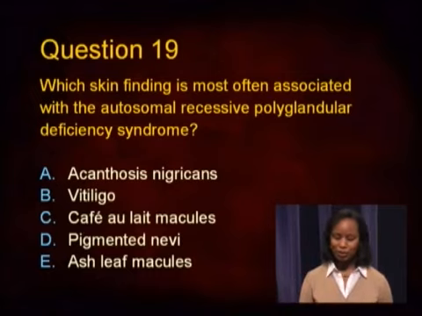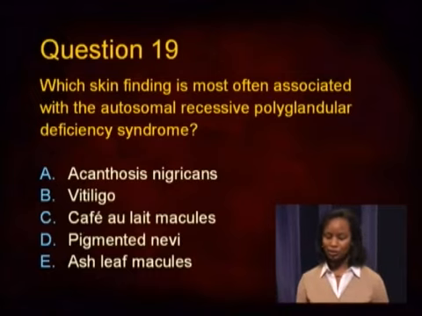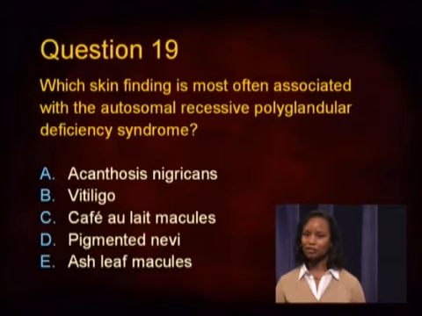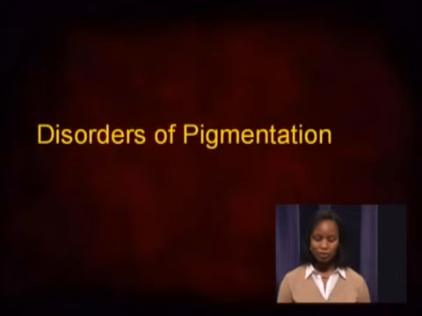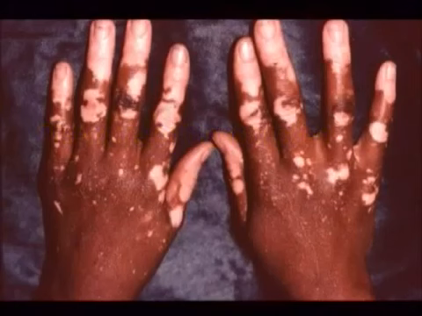Which skin finding is most associated with the autosomal recessive polyglandular deficiency syndrome? Take a look at the choices. And this moves us to disorders of pigmentation.